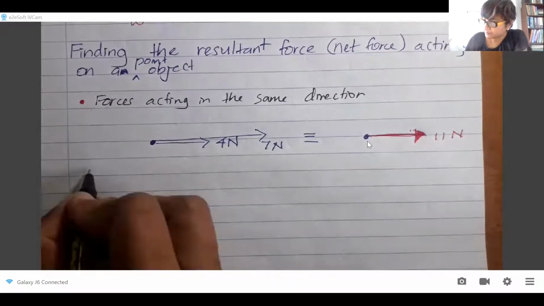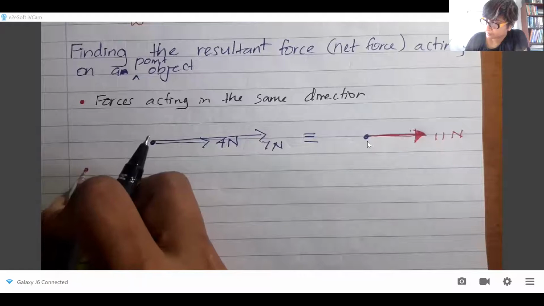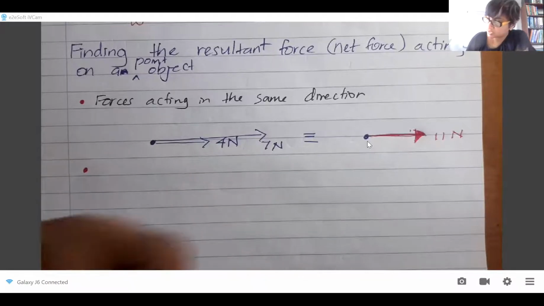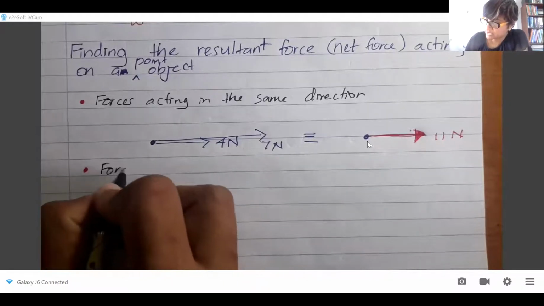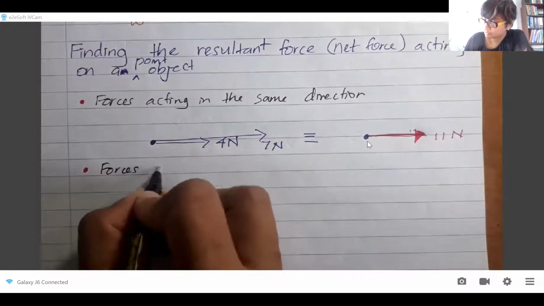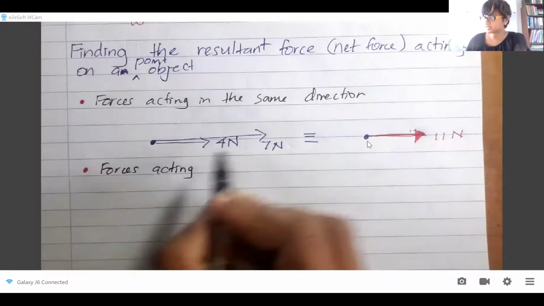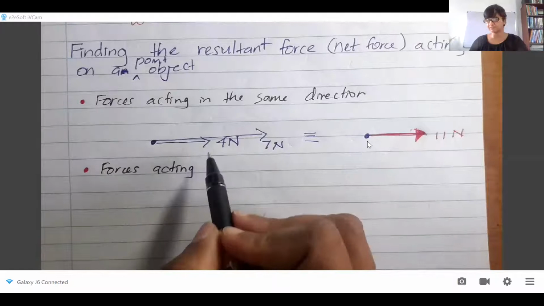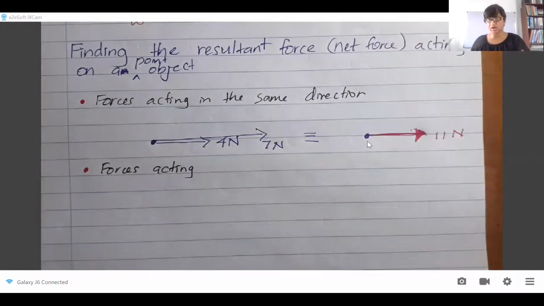Write with me, and stop me if you have any doubt. Then if you have forces acting in opposite directions... so I have shown you for 2 forces. If you had 10 forces, same thing, you add all of them, as long as they are acting in the same direction, you add them.